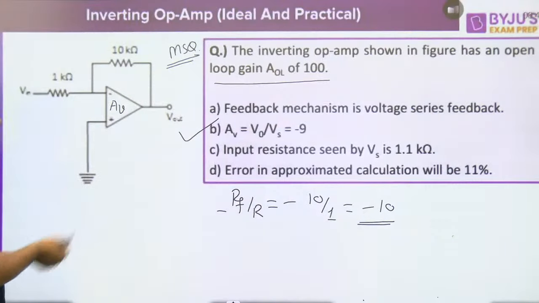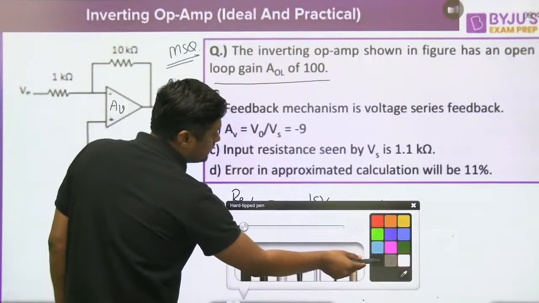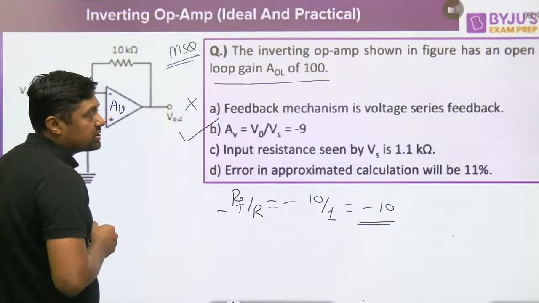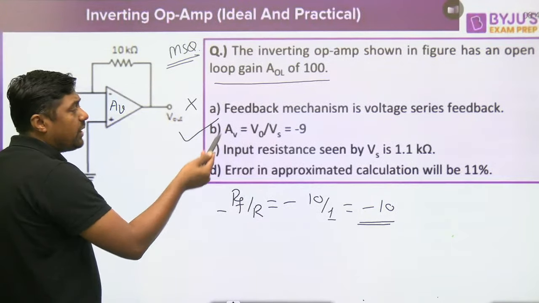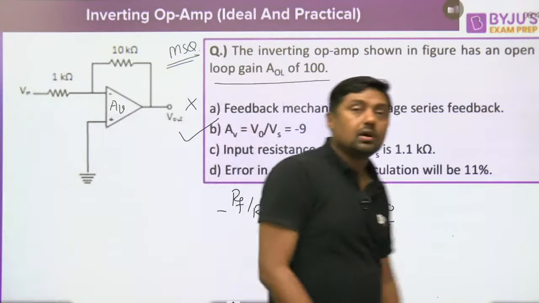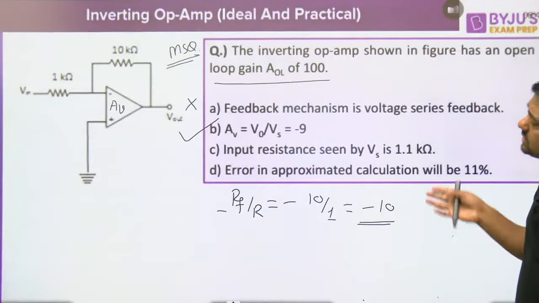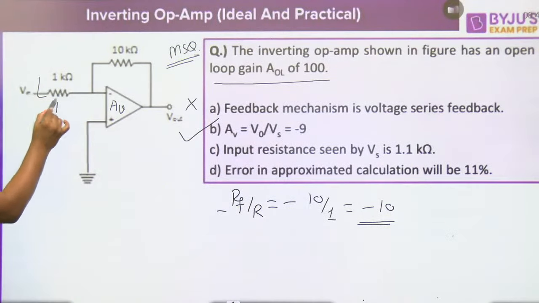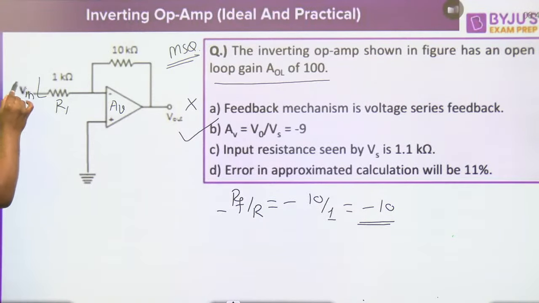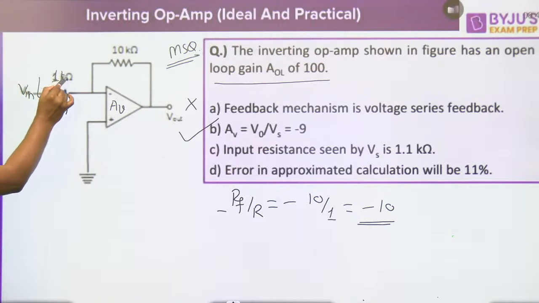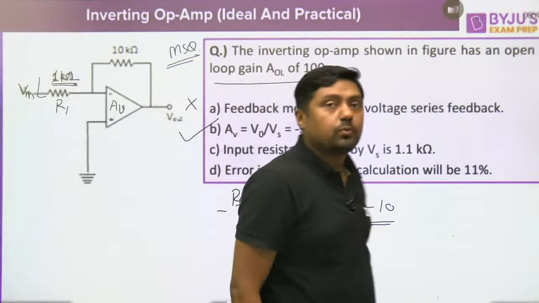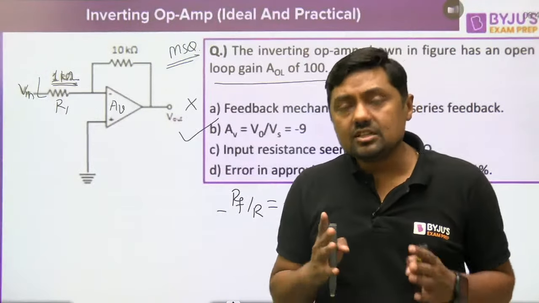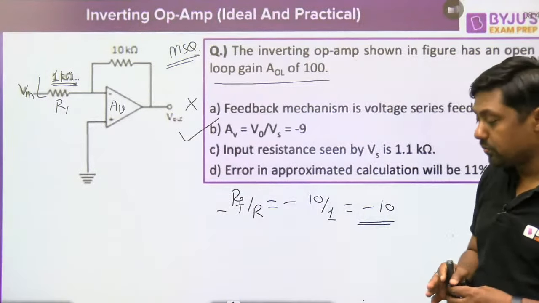Now the option, feedback mechanism is voltage series feedback, that is wrong. The feedback mechanism is voltage shunt feedback. Input resistance seen by the Vs is 1.1 kilo ohm. Now the student will give the answer, sir, in the previous question you mentioned that the input resistance seen by this is 1 kilo ohm. Now tell me, what about this answer, the input resistance is 1.1 kilo ohm? Everyone please tell me, is this answer right or wrong?